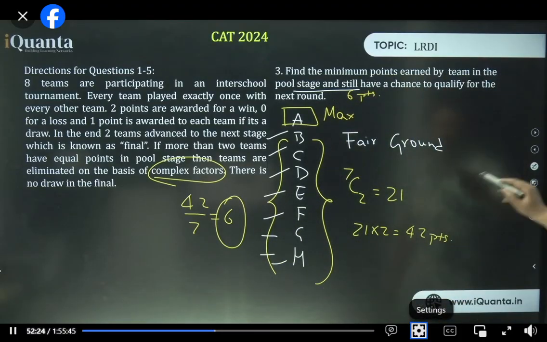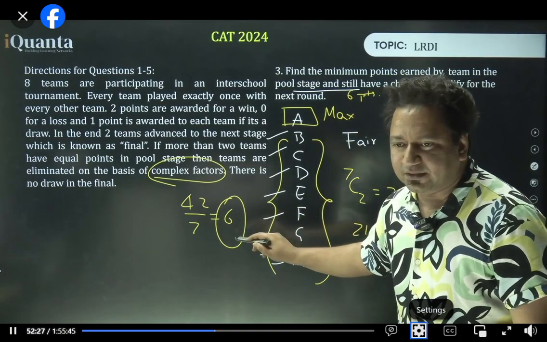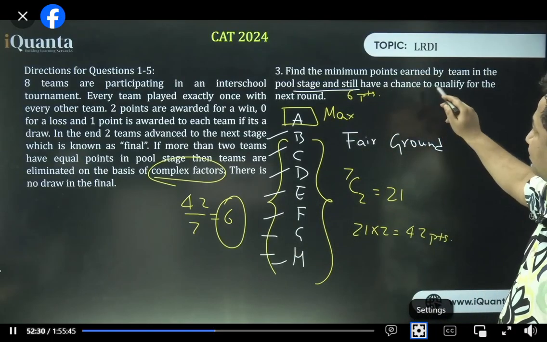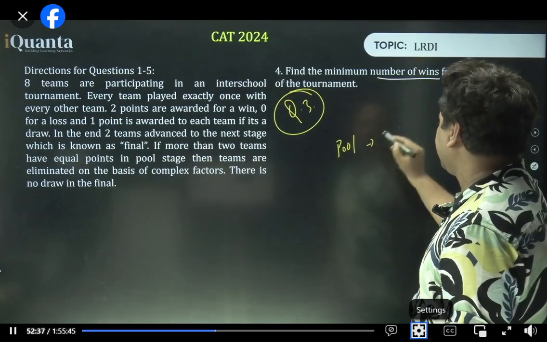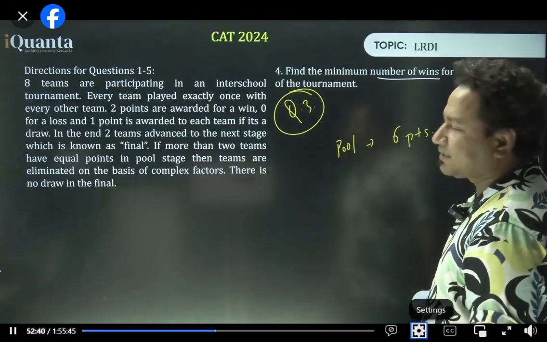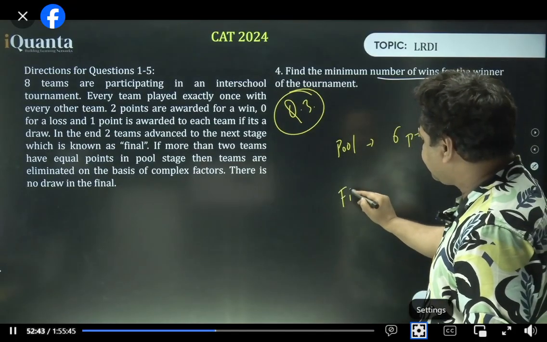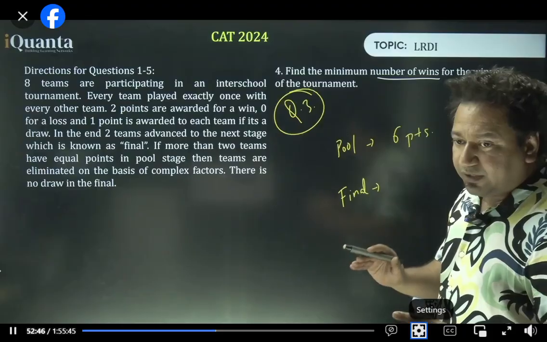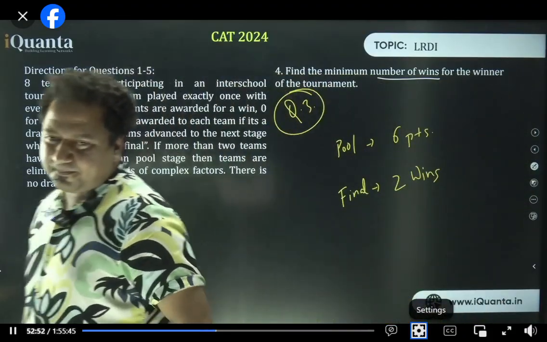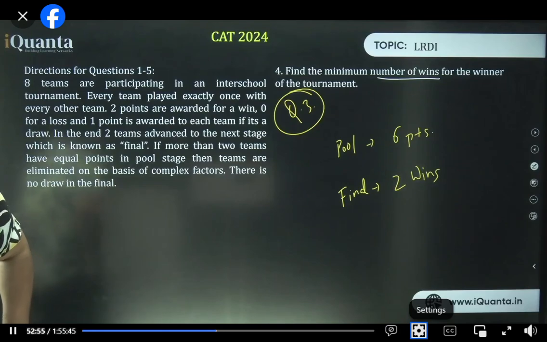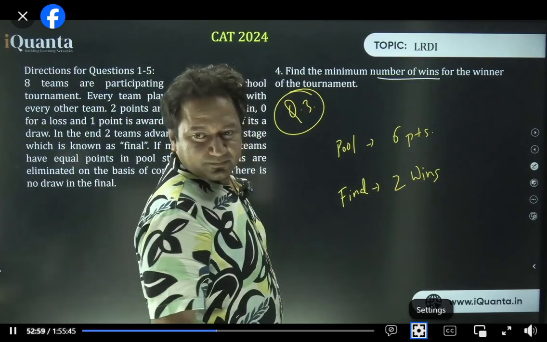Okay. So 6 points. Even after getting 6 points, a team has a chance to qualify for the next round. Okay, that is for sure. So in the pool stage, a team must get 6 points. And in the final round, the winner of tournament has to win 2 matches. That is for sure. All right. This is for sure.